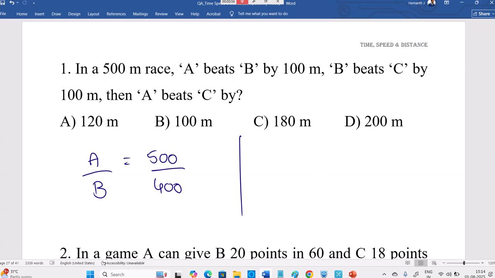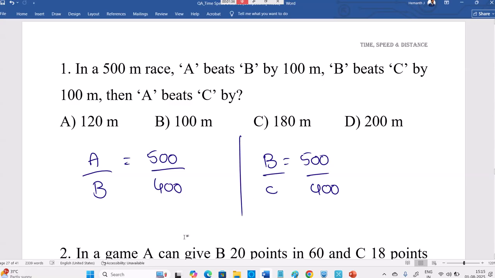Then the next statement: B beats C by 100. B beats C, so B should complete the race. In the first case, B had not completed; by the time A completed, B was 100 meters short. Now B completed the race. Why, sir? Whenever the word beats is mentioned for someone, that person should complete the race. B beats C by 100. Now B completed 500 by the time C is at 400.